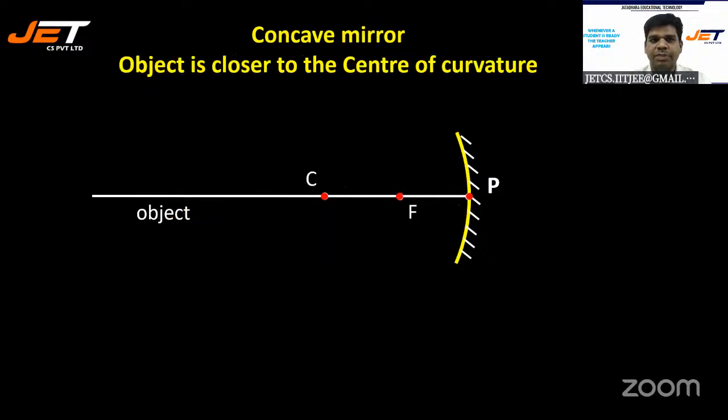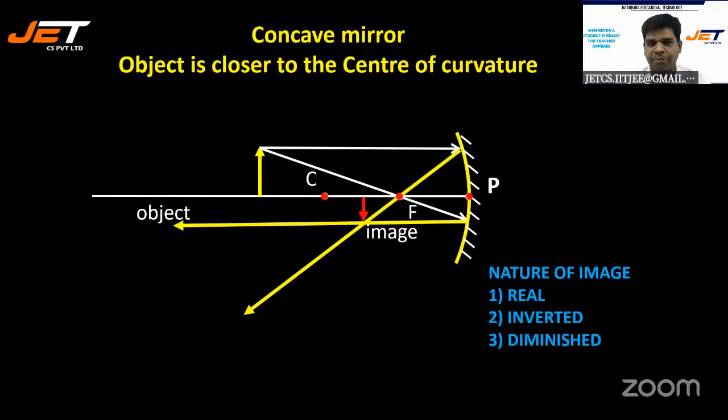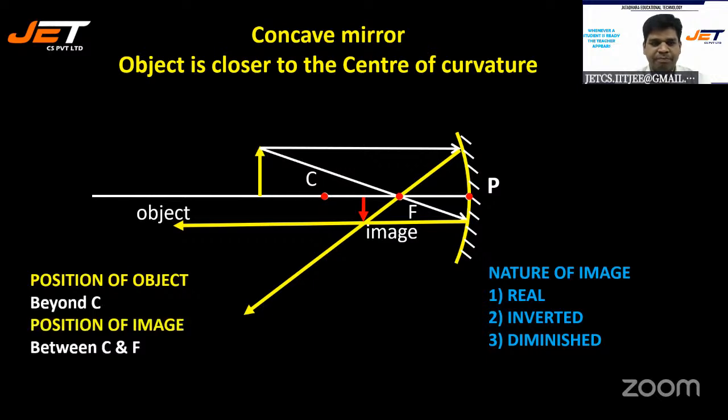Now, if I move this object closer to the center of curvature, the image is formed between C and F, and the nature of the image is real, inverted, and diminished or minified. If the position of the object is beyond C, the image is formed between C and F.